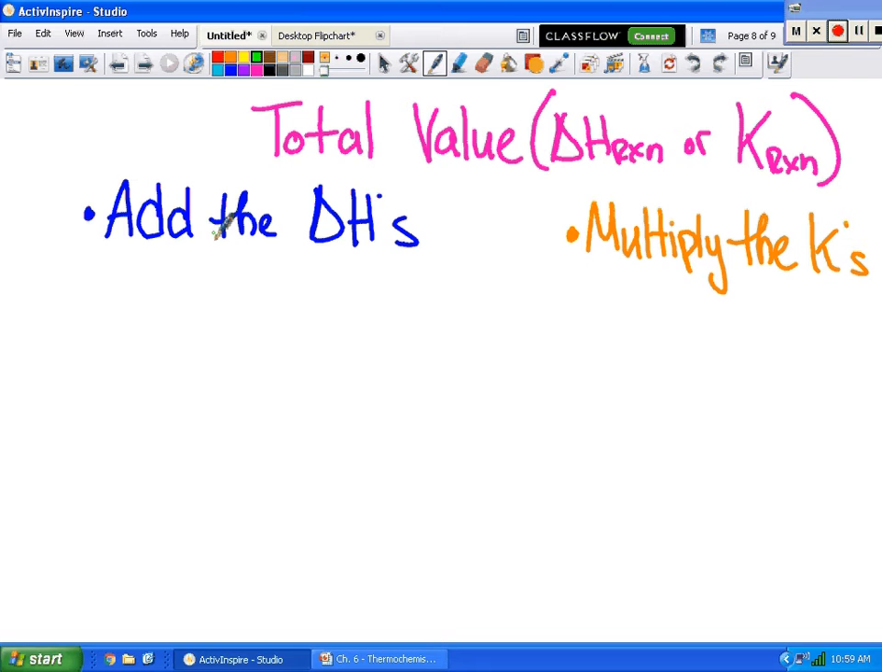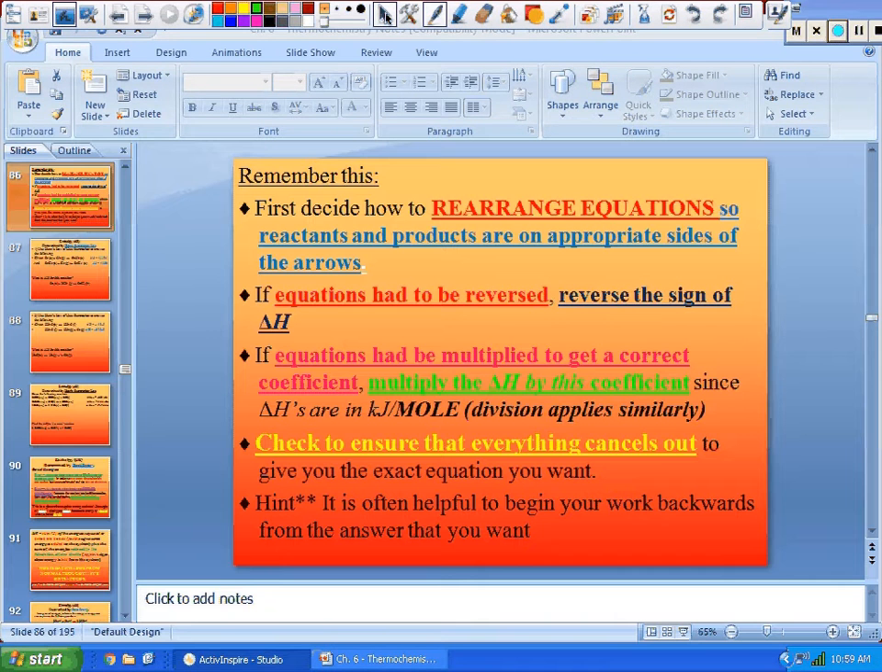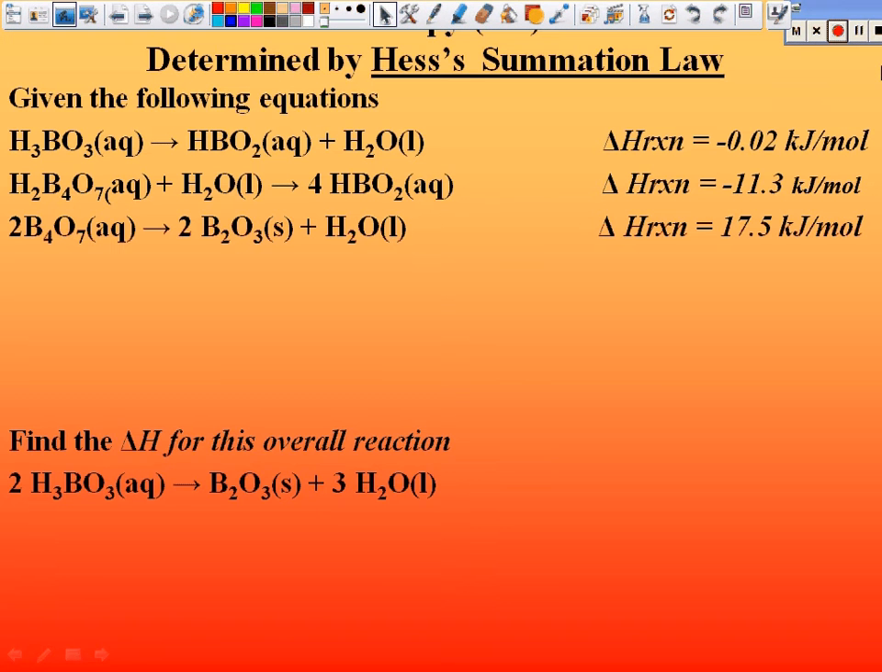To me, the thermo rules are easier because it makes sense. The equilibrium rules are a little bit different because if you flip the reaction, you take the reciprocal of K, which is aggravating. With delta H, you just flip the sign, which is a lot easier. You don't have to do any calculations. Okay, so we worked those two types of problems, and so here is the one we left off on, correct? Yes, okay.